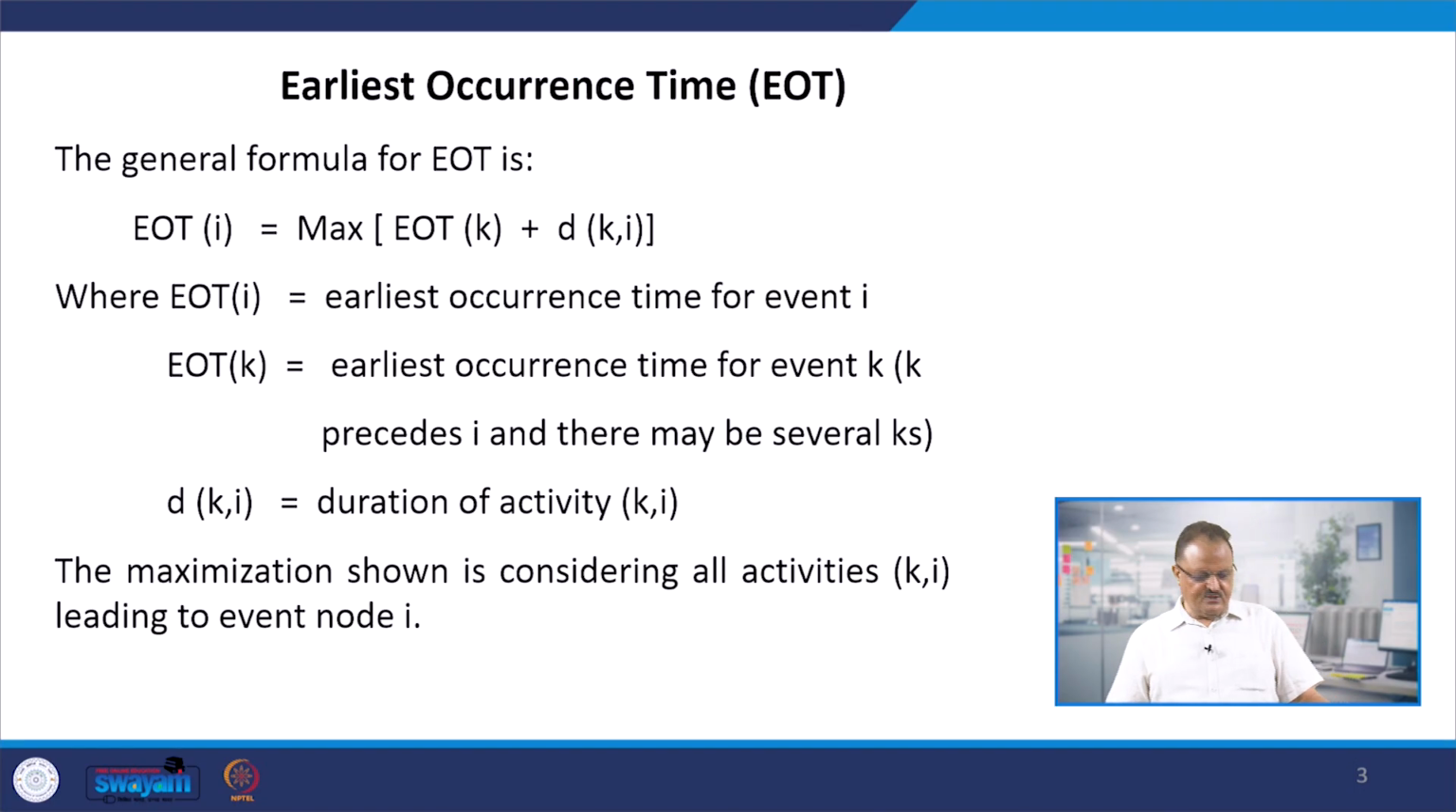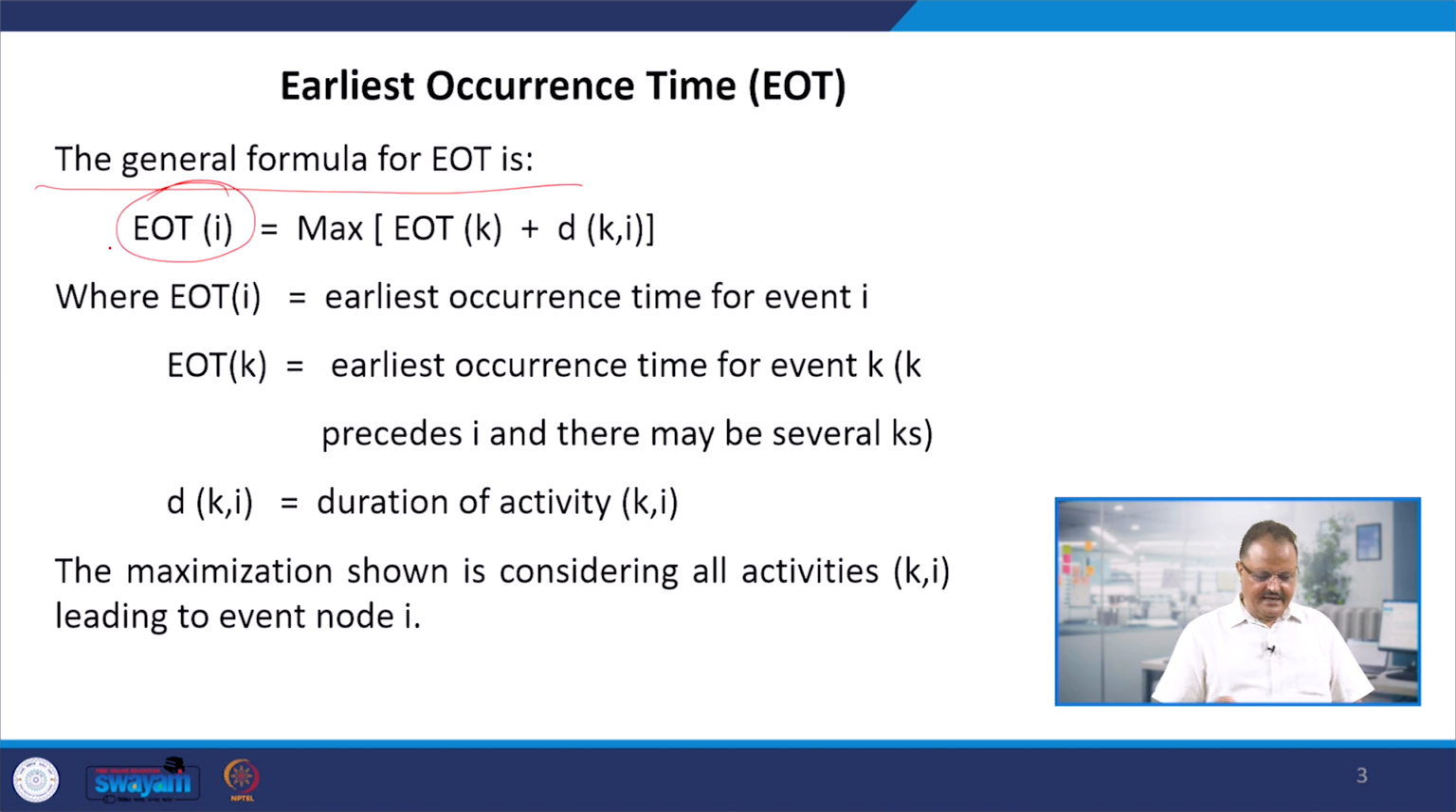Now we will quickly understand what the earliest occurrence time, EOT, is and how we can calculate it. For the event I, EOT(I) is the earliest occurrence time of the event I. It is the maximum of the earliest occurrence time of the event K plus the duration of the activity between K and I. That is the activity K to I, basically the arrow between K and I. One event is K and one event is I.